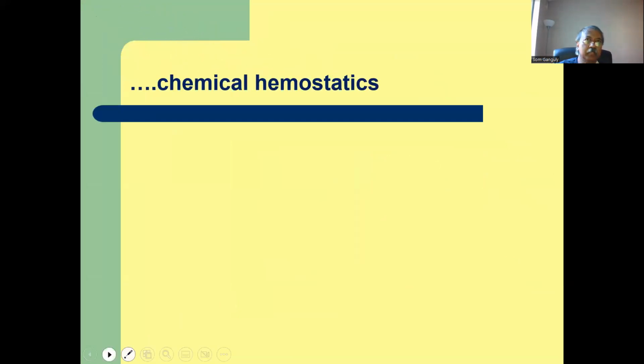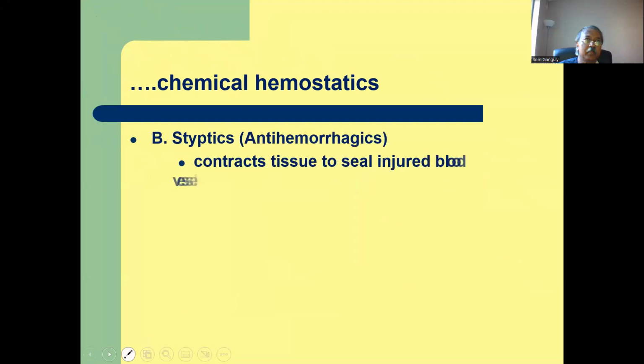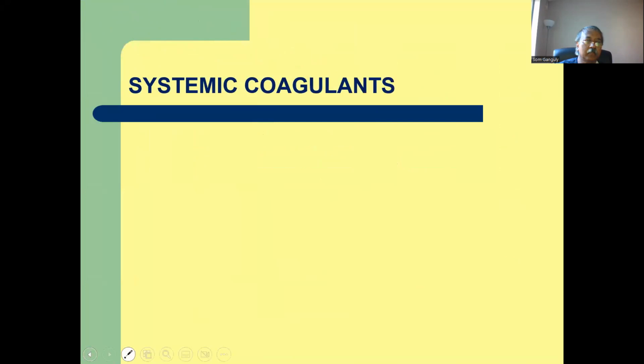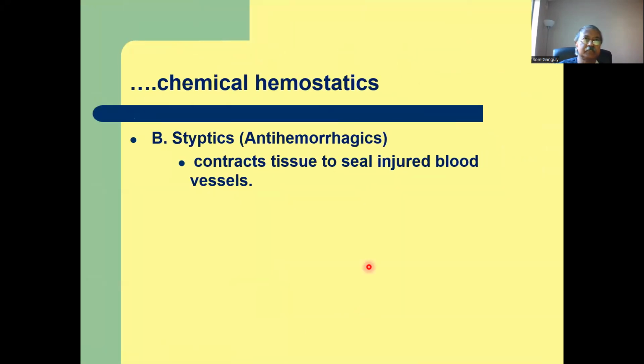Chemical hemostatic agents are called styptics, anti-hemorrhagics. They will contract the tissue and seal the injured blood vessels.